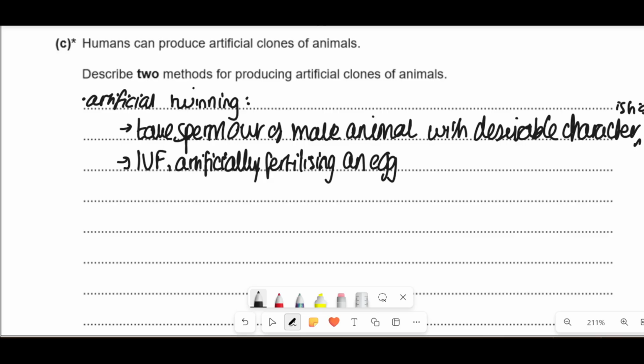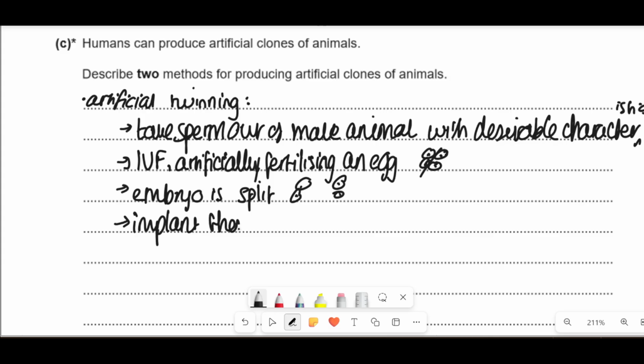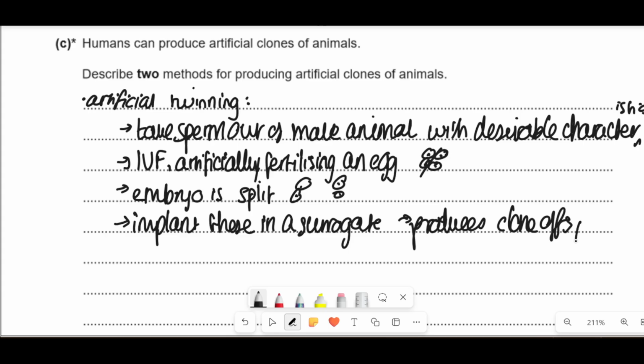So how we do that. Then this will start to divide into an early embryo. We want to split it before it's too late. So the embryo is split, and then it's almost like you've got separate, now different embryos, and they can continue to divide. Then what we need to do is actually make them grow. So we implant these in a surrogate, and that produces clone offspring. And that's how twinning happens in humans, for example.